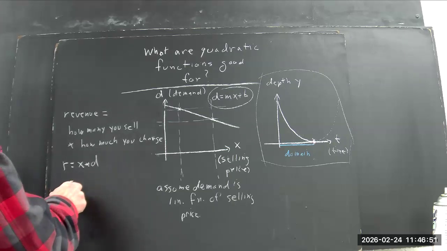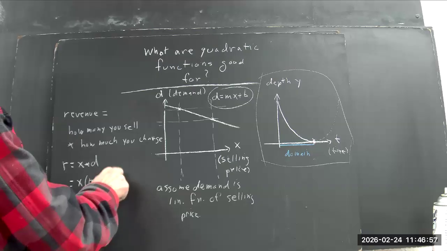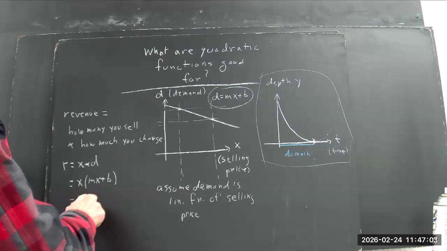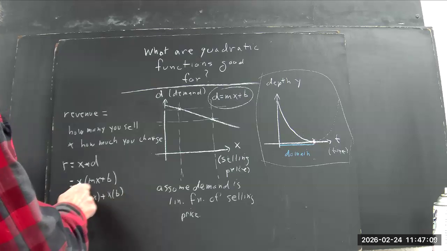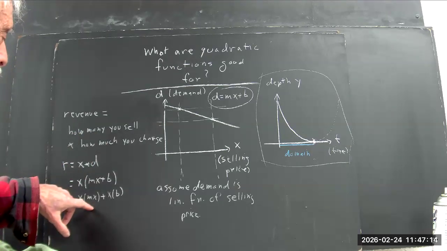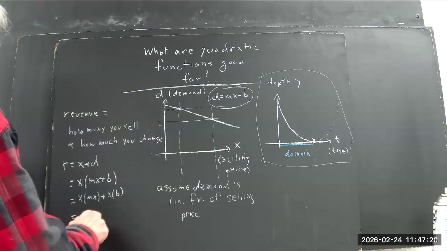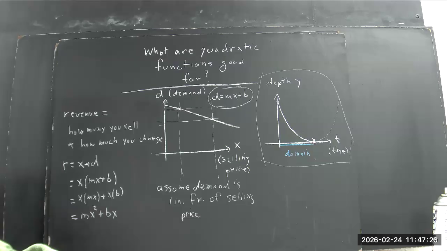Well, that equals X multiplied by MX plus B. And by the distributive law, X times the quantity MX plus B equals X times MX plus X times B, which is MX squared plus BX. So there's a quadratic function that gives you your revenue.